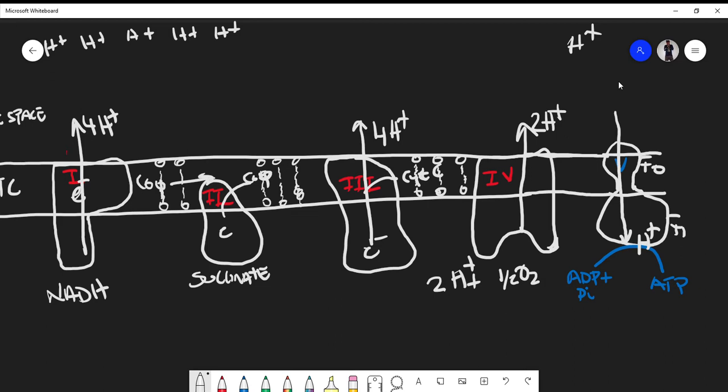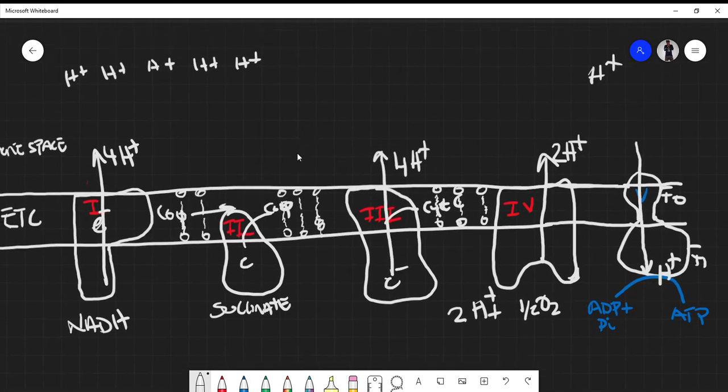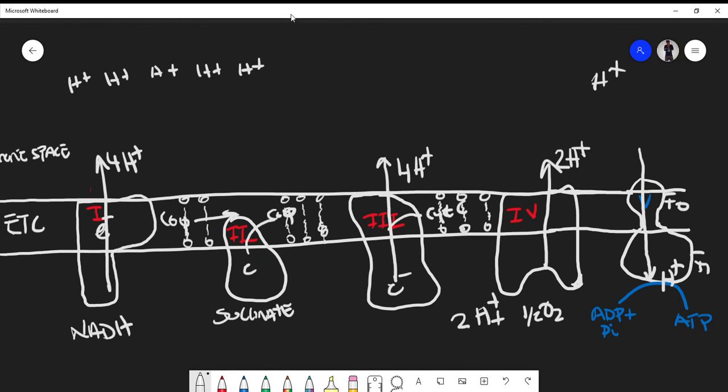Now, aspirin, we could actually take salicylic acid, add acetic anhydride, and we get aspirin and acetic acid as a byproduct. Interestingly, the structure of aspirin looks something like this. So this is a double bond. And so we term aspirin an uncoupler of the electron transport chain.